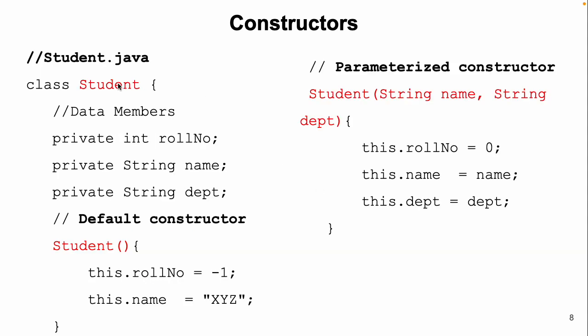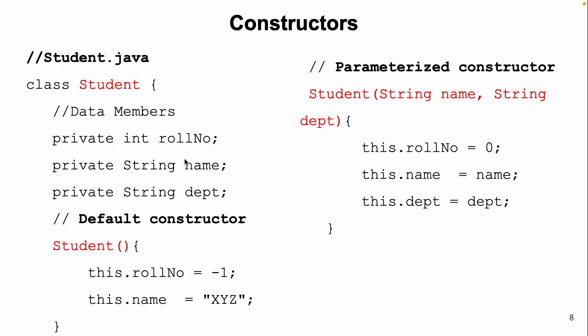So here I am creating one class Student with some data members, rollNumber, name and department, and creating one default constructor because I have my parameterized constructor here. That's why I am creating the default constructor also. So actually what is the purpose of the constructor? What is the use of the constructor? To initialize the data members, to assign initial values to the variables.